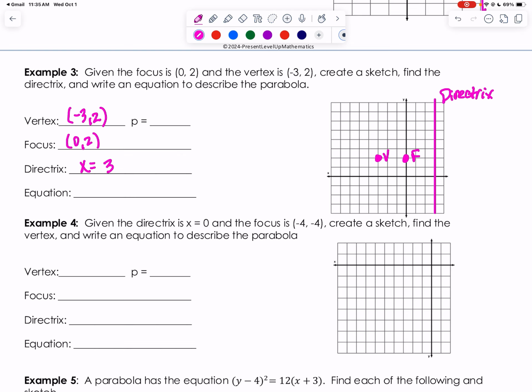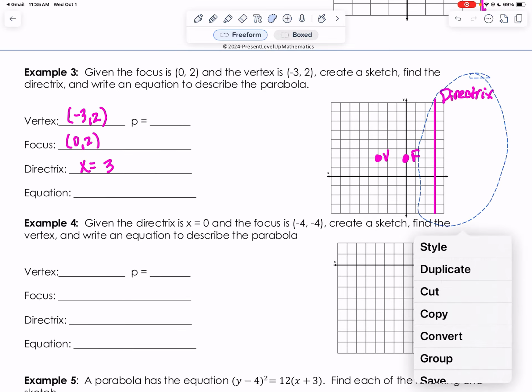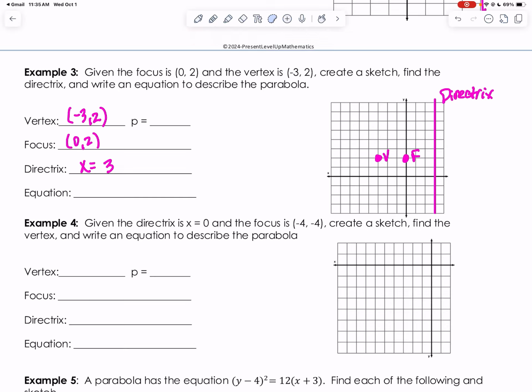Wait, I just made a mistake. Parabolas always open towards their focus. So I made the directrix go on the wrong side, which is a very common mistake. And if you get going too fast, that's what happens, and that's exactly what I did. Let's get rid of that. I should have gone 1, 2, 3 in the other direction. So thankfully I caught it before we had finished the problem.